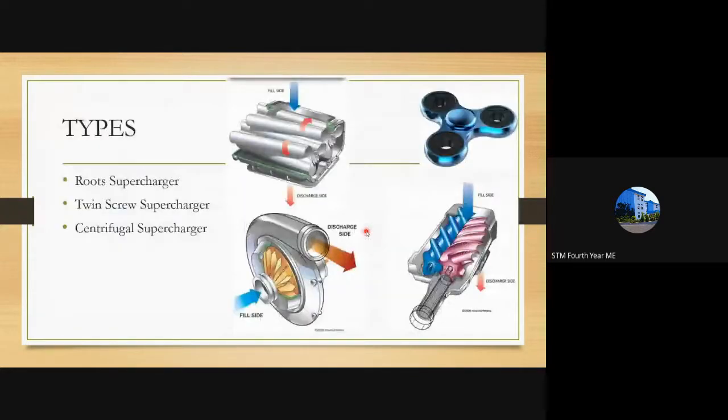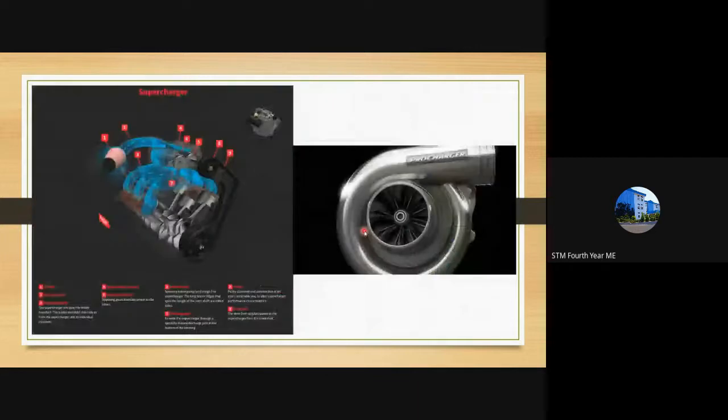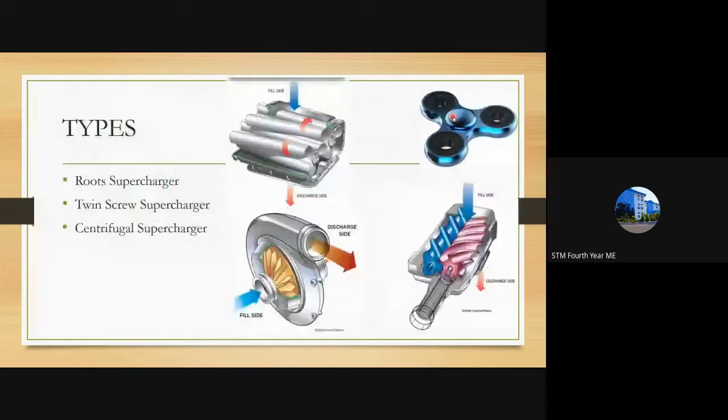Next comes the types of supercharger. There are some types of supercharger, and these are the roots supercharger, the twin screw supercharger, and the centrifugal supercharger. These are the three types of superchargers. I will explain the twin screw supercharger.